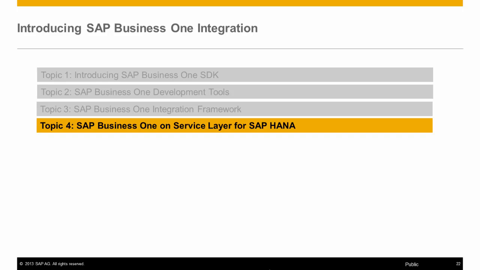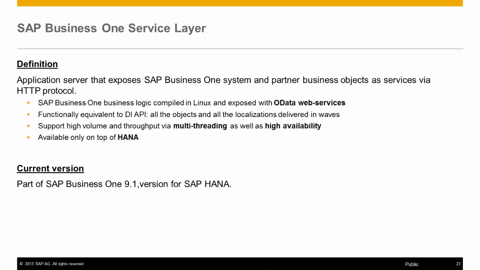Let's have a look at the newest integration with SAP Business One and SAP HANA, the service layer. The SAP Business One service layer is specific to SAP HANA and is a new integration solution for SAP Business One. The service layer exposes SAP Business One objects like in the DI API that we covered earlier, but using HTTP and OData or Open Data Protocol web services. In this way, SAP Business One business logic is exposed via OData and compiled in Linux.